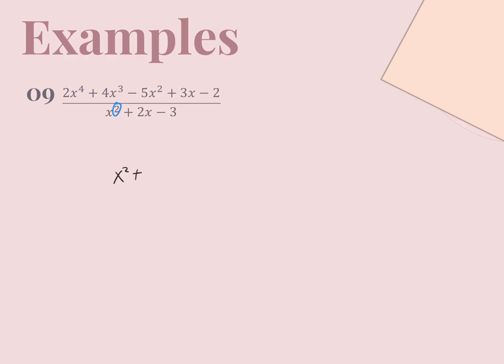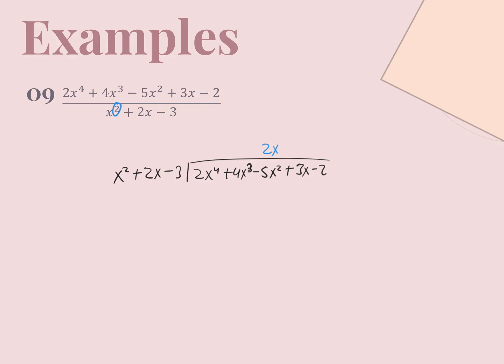So I'm going to have my divisor on the outside, and then my dividend on the inside. All right, so just give me a minute while I write this down. All right, and then what we're going to do is ask ourselves, what do we need to multiply this expression by to get a 2x to the fourth, right? And it's going to be a 2x squared.